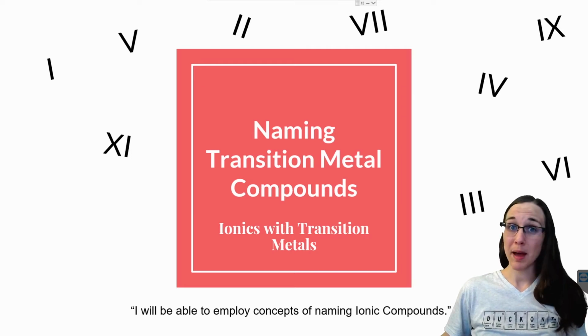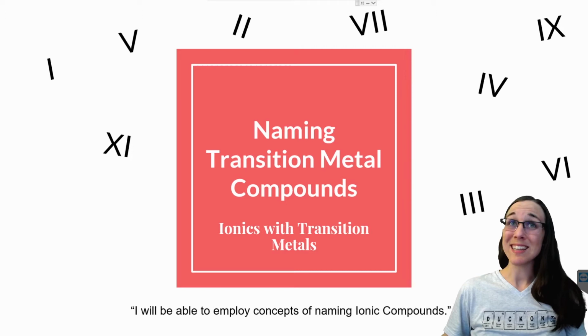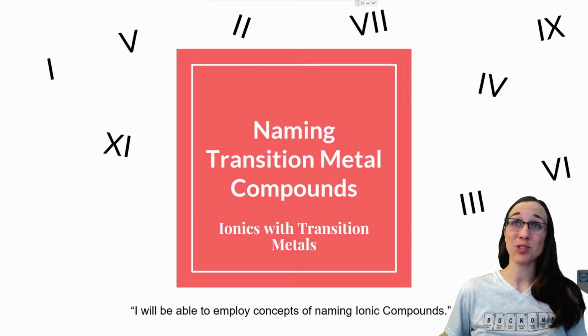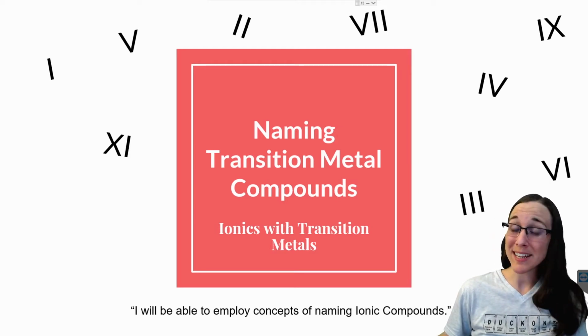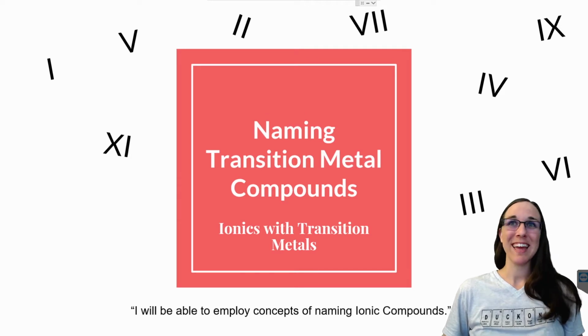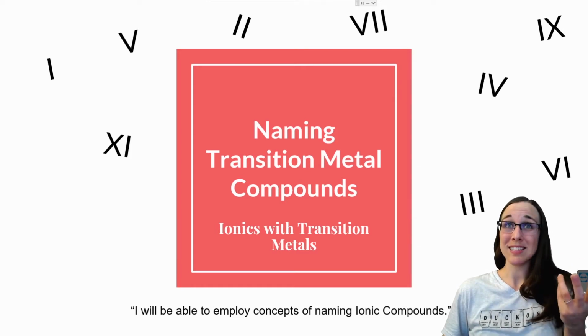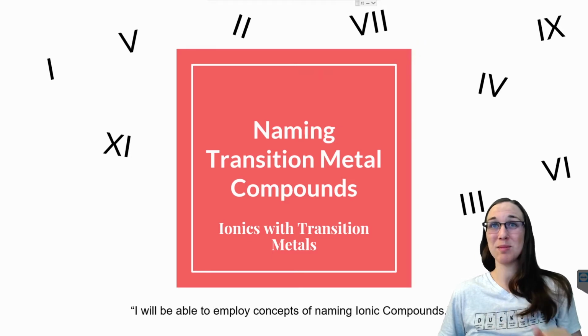Naming the simple binary ionic compounds was straightforward enough. Now we need to level up. We need to figure out how to name ionic compounds that contain transition metals. As mentioned in the past, transition metals can transition their charge, and that is what makes it a little bit more challenging. And that is what we're going to learn in this lesson today. By the end of this video, you should be able to employ the original concepts for naming ionic compounds in addition to having transition metals in the compound.